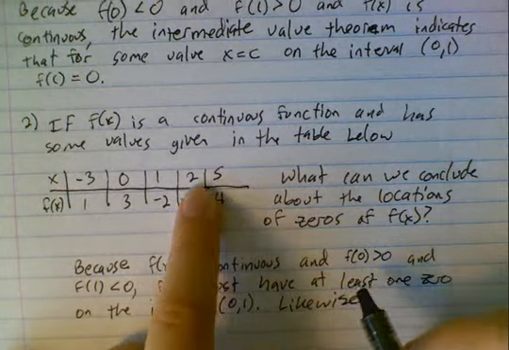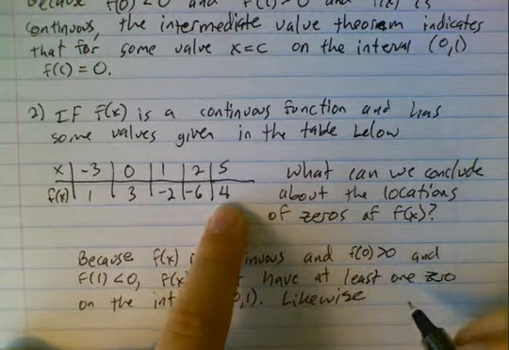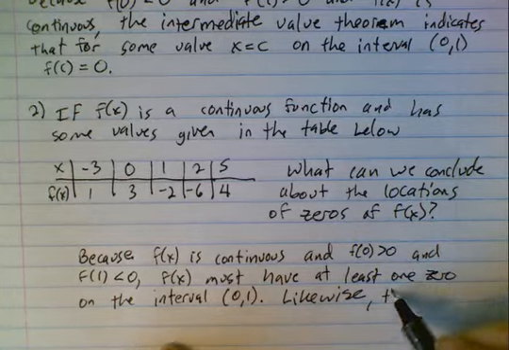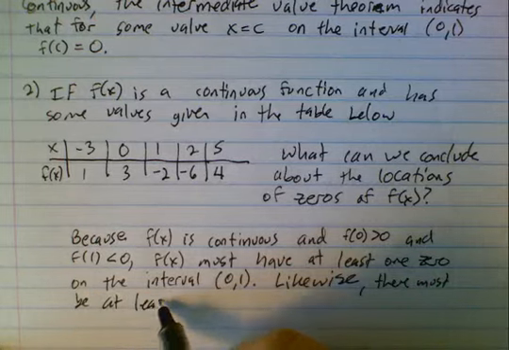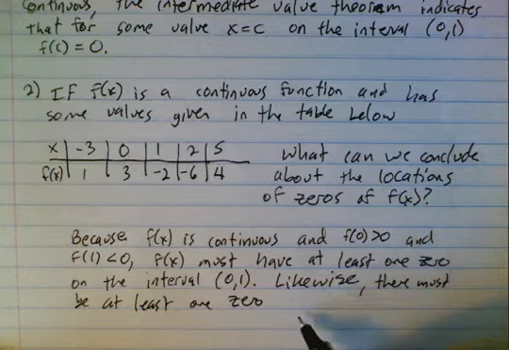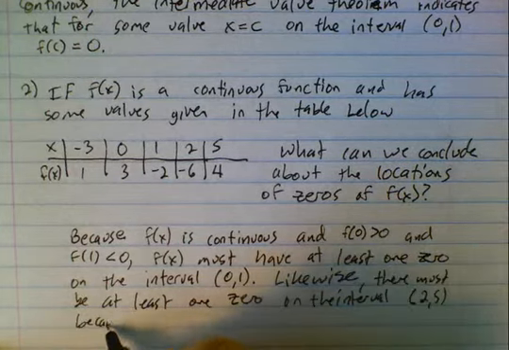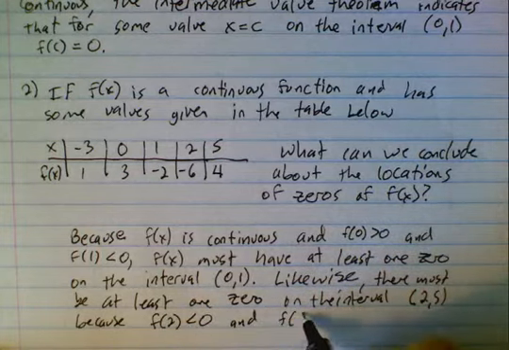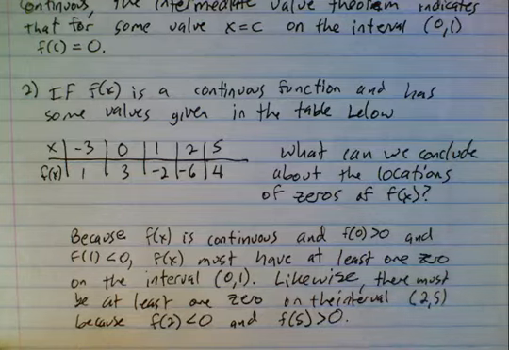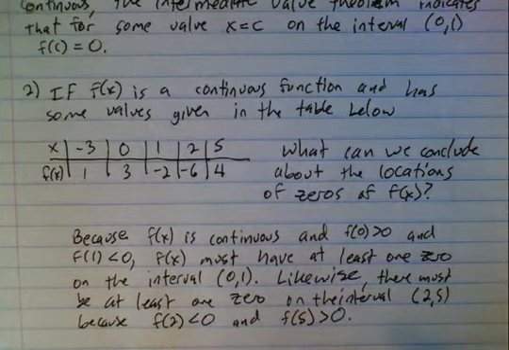Likewise, notice that when x equals 2, f of x is negative. When x equals 5, f of x is positive. So we've got a similar situation there. There must be at least one zero on the interval 2, 5, because f of 2 is less than 0 and f of 5 is greater than 0. There may be additional zeros, but these ones we have to have.